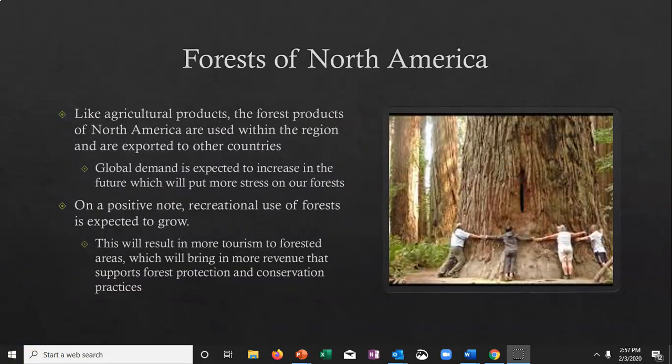So just like the agricultural products, the forest products of North America are used within the region of our continent and are exported to other countries. So global demand is expected to increase in the future, which is going to put a lot more stress on our forests. So one of the nice things about North America is that recreational use of forests, like the people we see here hugging this big redwood tree, people are enjoying forests for tourism. And so by promoting tourism in the forests, it basically helps support the idea that conservation is more important than cutting the trees down for different wood products.